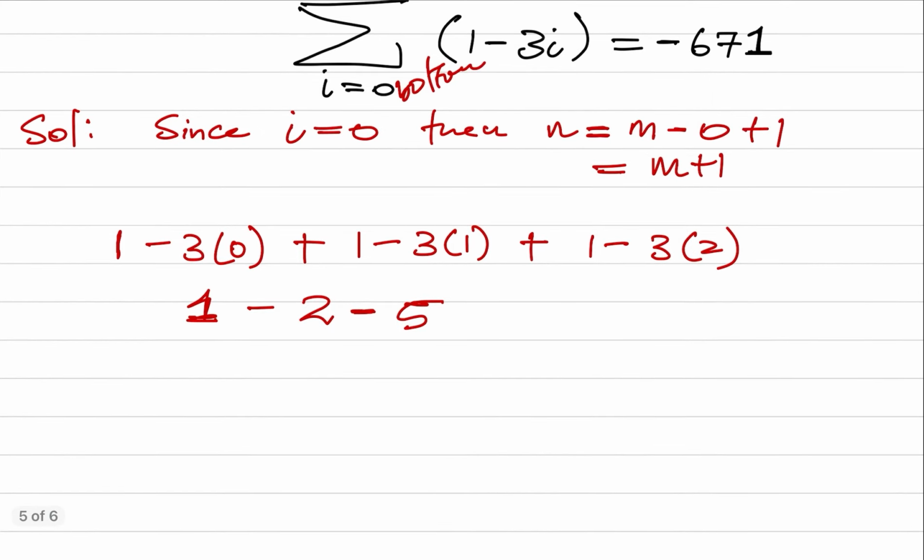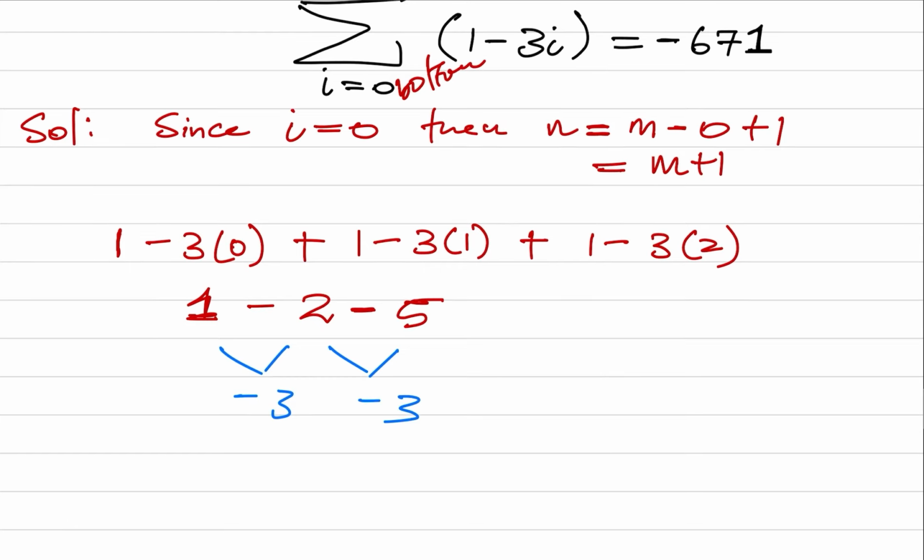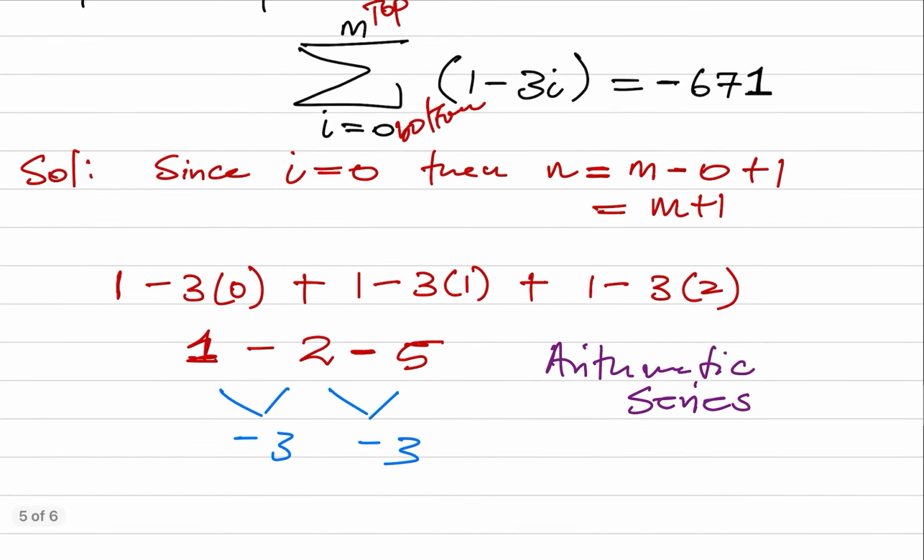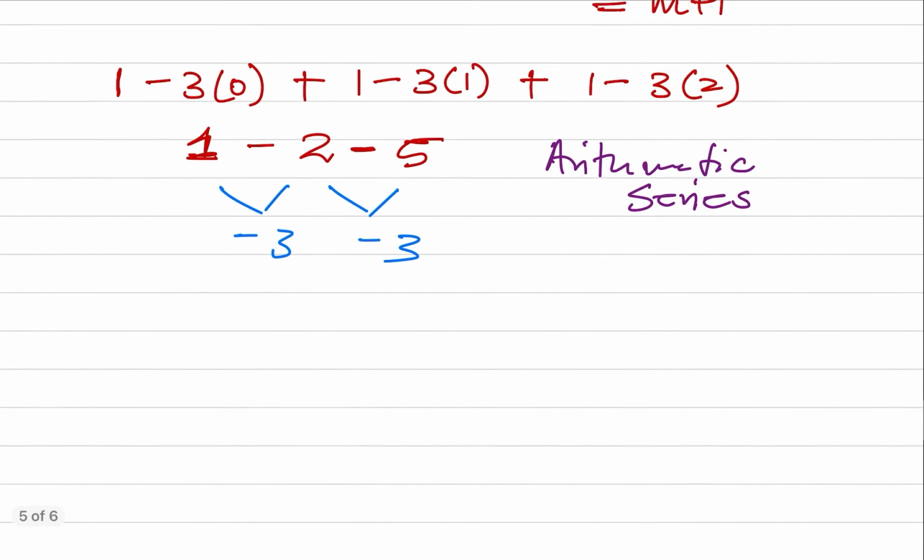Now let us check what type of series this one is. I'm going to say minus 2 minus 1, I get minus 3 there. Negative 5 minus 2, that means minus 5 plus 2, so we get minus 3 there. So it tells you that this is just an arithmetic series. Now we have what we need. Now let us find the sum.